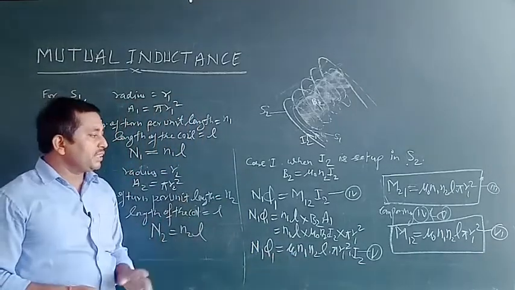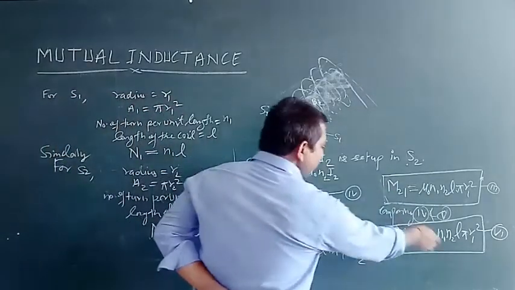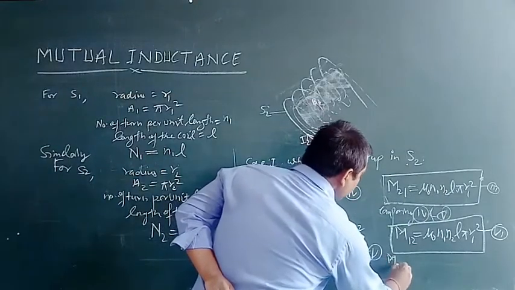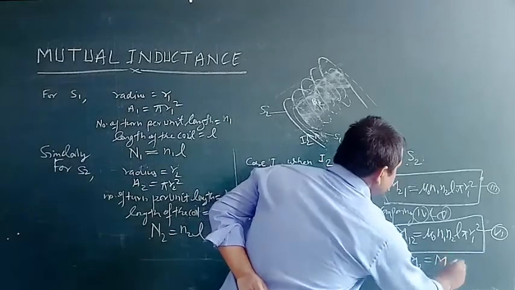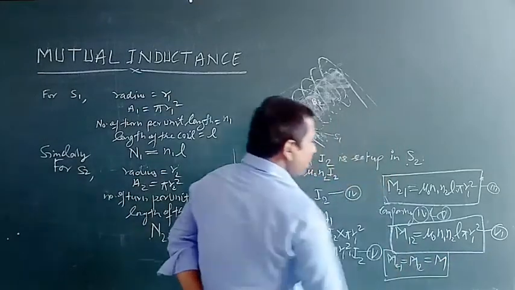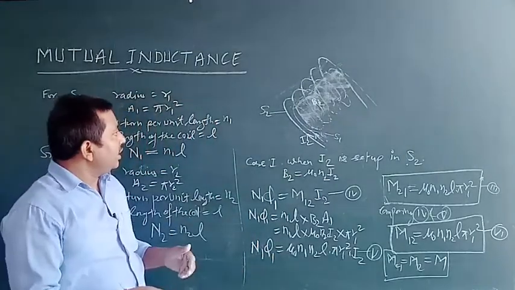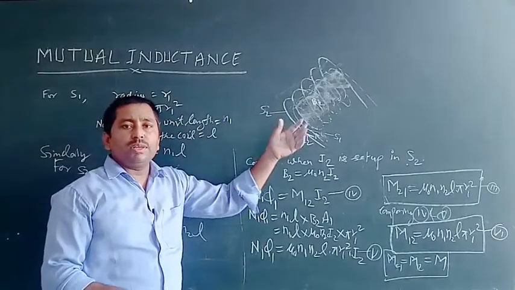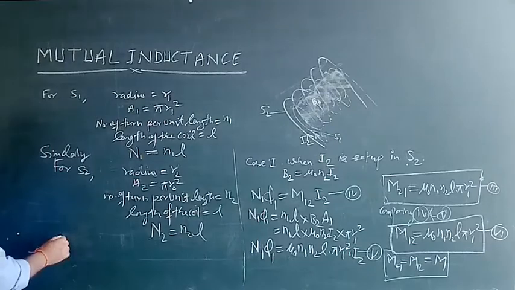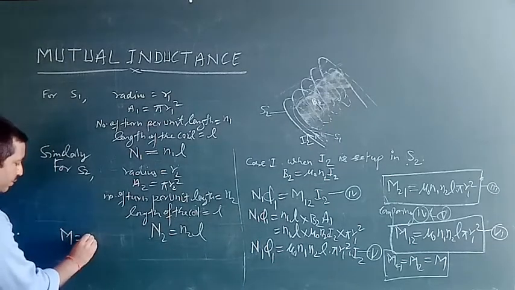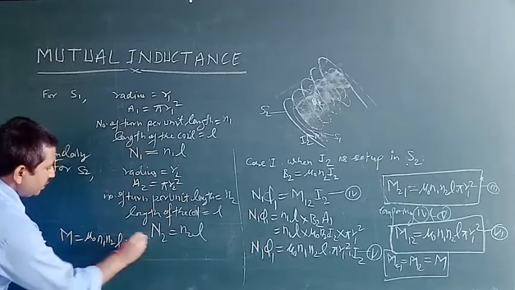Okay, so this is a basic concept. From equations 3 and 6, we can find out M21 is equal to M12, so it can be written as M. So this M can be assumed as the mutual inductance of the two coils. So the formula for the mutual inductance will be obtained as M equal to mu 0 N1 N2 L pi r1 square.